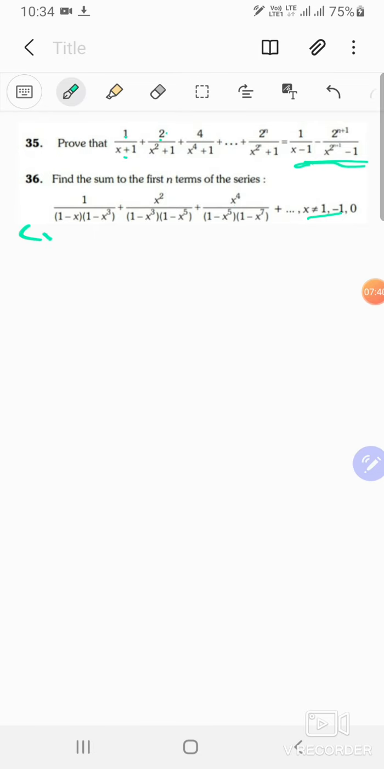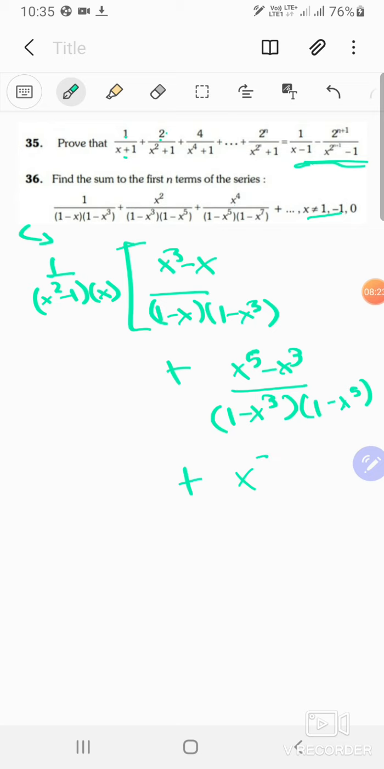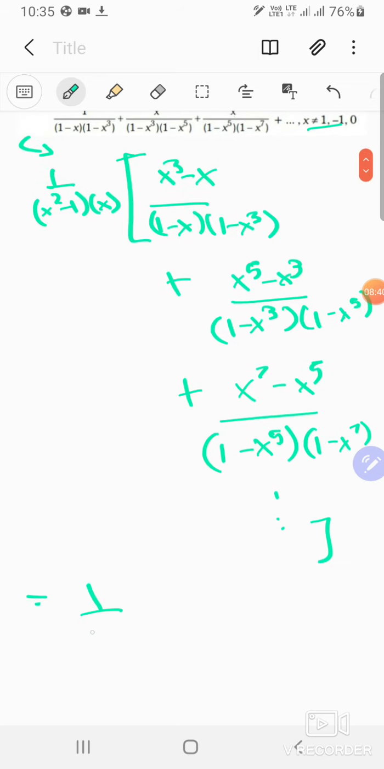Okay, fine. So this series can be written as 1 upon (x squared minus 1) times x, and then on the top you will have, first of all, x cubed minus x upon (1 minus x)(1 minus x cubed), then plus, for this you have x squared times x, which is x to the fifth minus x cubed, upon (1 minus x cubed)(1 minus x to the fifth), then plus x to the seventh minus x to the fifth upon (1 minus x to the fifth)(1 minus x to the seventh). And it will keep going like that, and we have to find the sum to the first n terms of the series. We don't care about what the last term is yet, so let's see what this gives us.